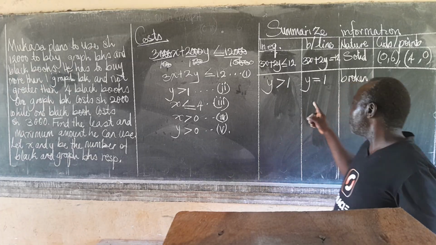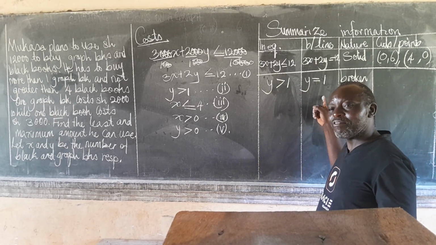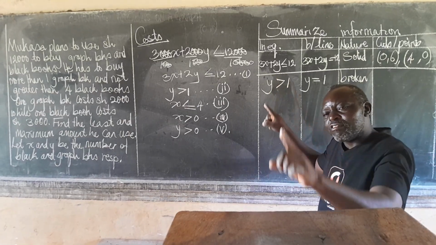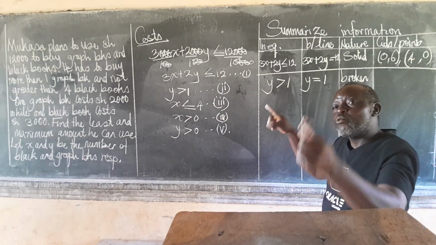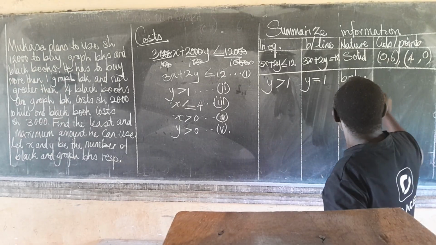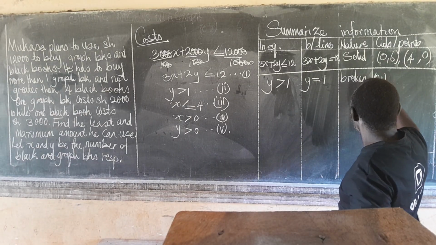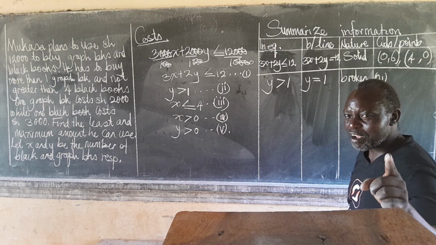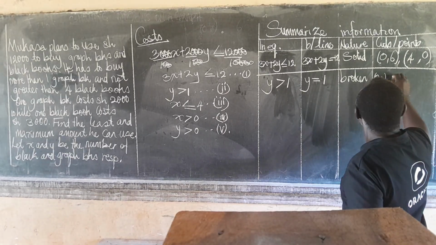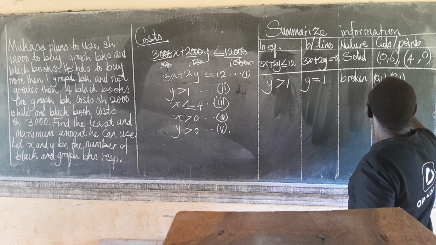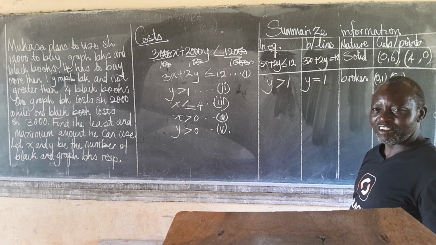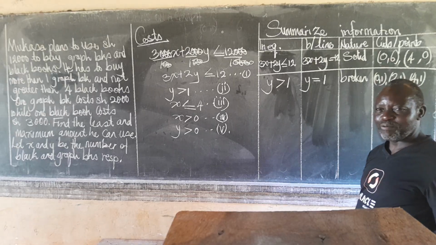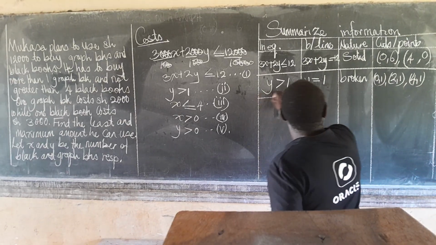But remember, here we are being told that y equals 1. Therefore, we can pick any coordinates, so long as y is 1. Therefore, we can have (0, 1). Right? We can have (2, 1). That's okay. Next, we can have (4, 1). That's fine. Let's go.